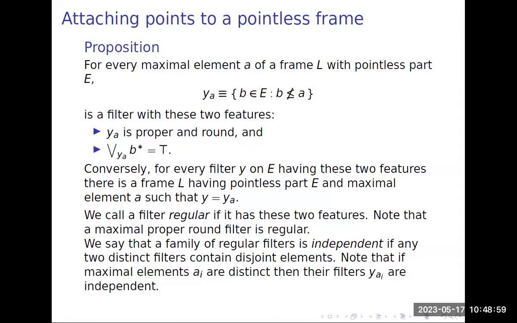My term for filters with these two features is that they're regular, and they exist in profusion. For example, every maximal proper round filter is regular, and maximal proper round filters exist by Zorn's lemma. So every round filter is contained in many, many maximal round filters, and all of those are regular. So every frame has a huge number of these regular filters, right? And each one of them is a candidate for the location.